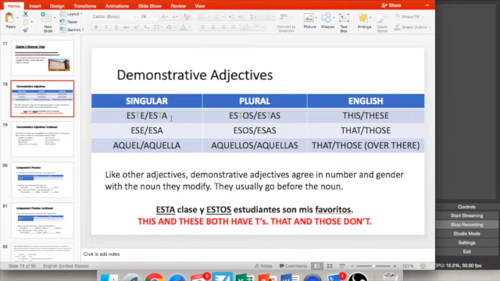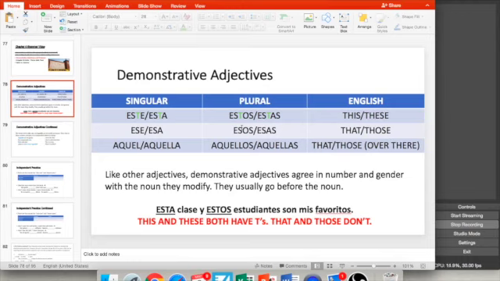Now, so I like this shirt, but I don't like those pants. Well, pantalones are plural and masculine. So to say those in this case, I'm going to say esos pantalones because pantalones were plural and masculine, and esos went with that. So these demonstrative adjectives have to agree in both gender and number with the noun that they modify.